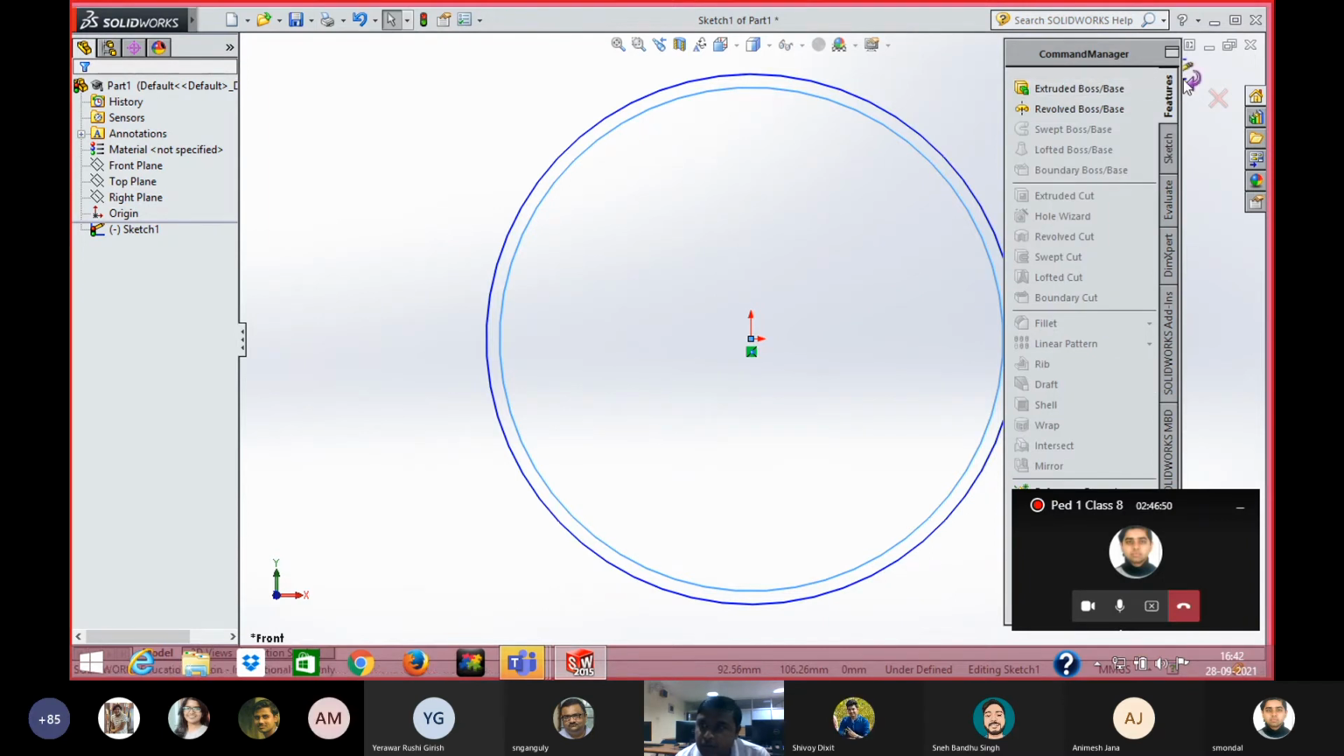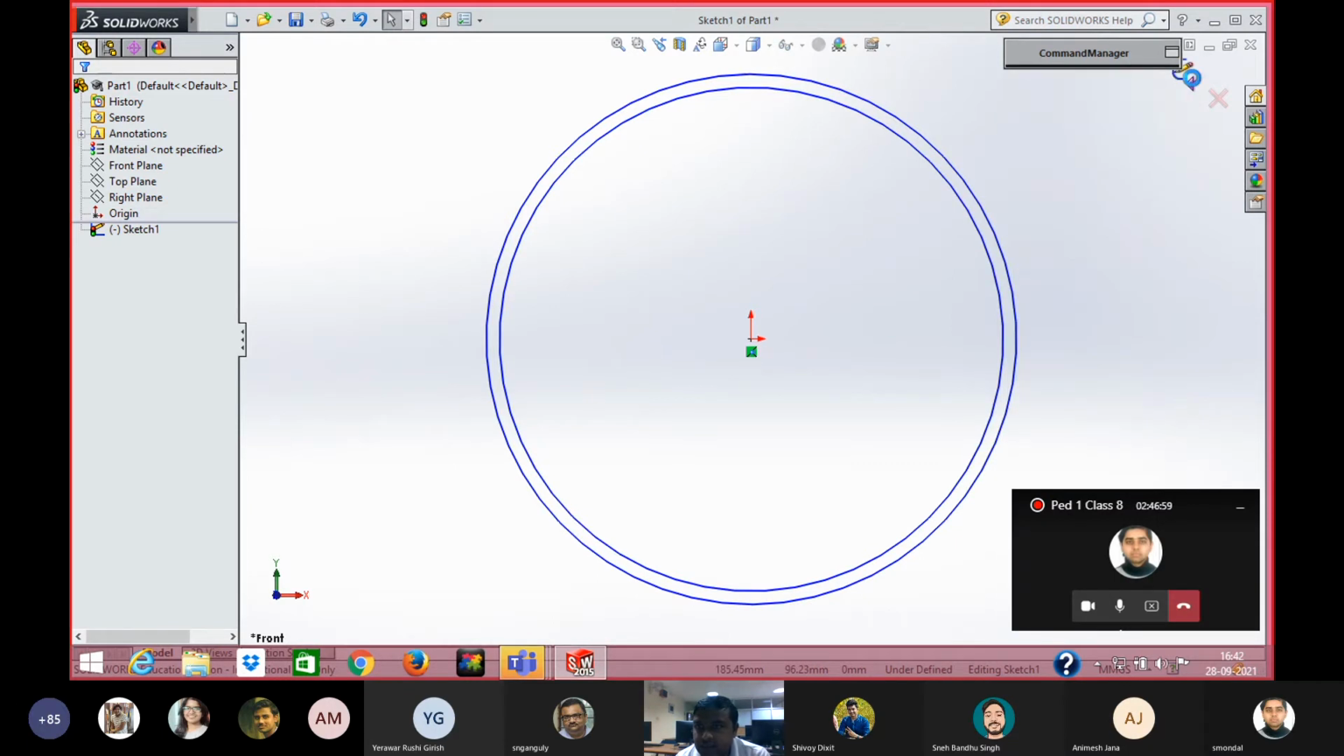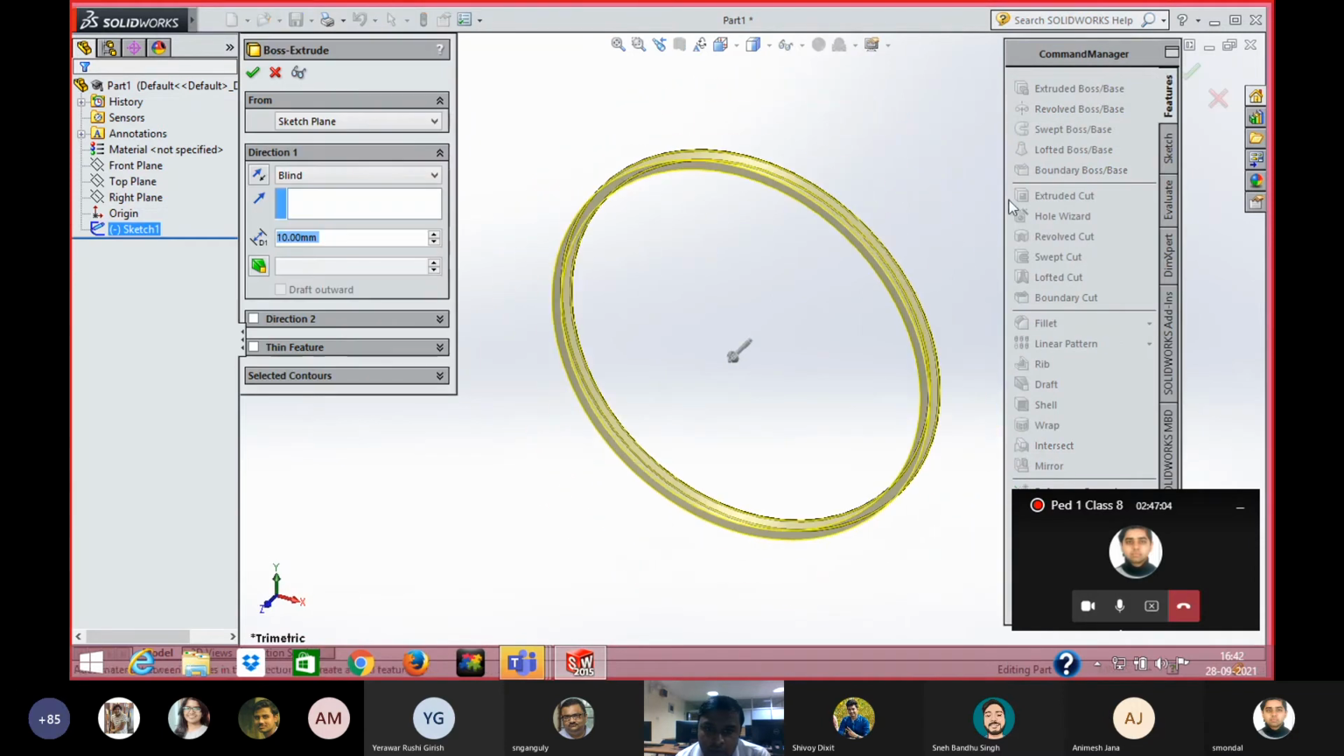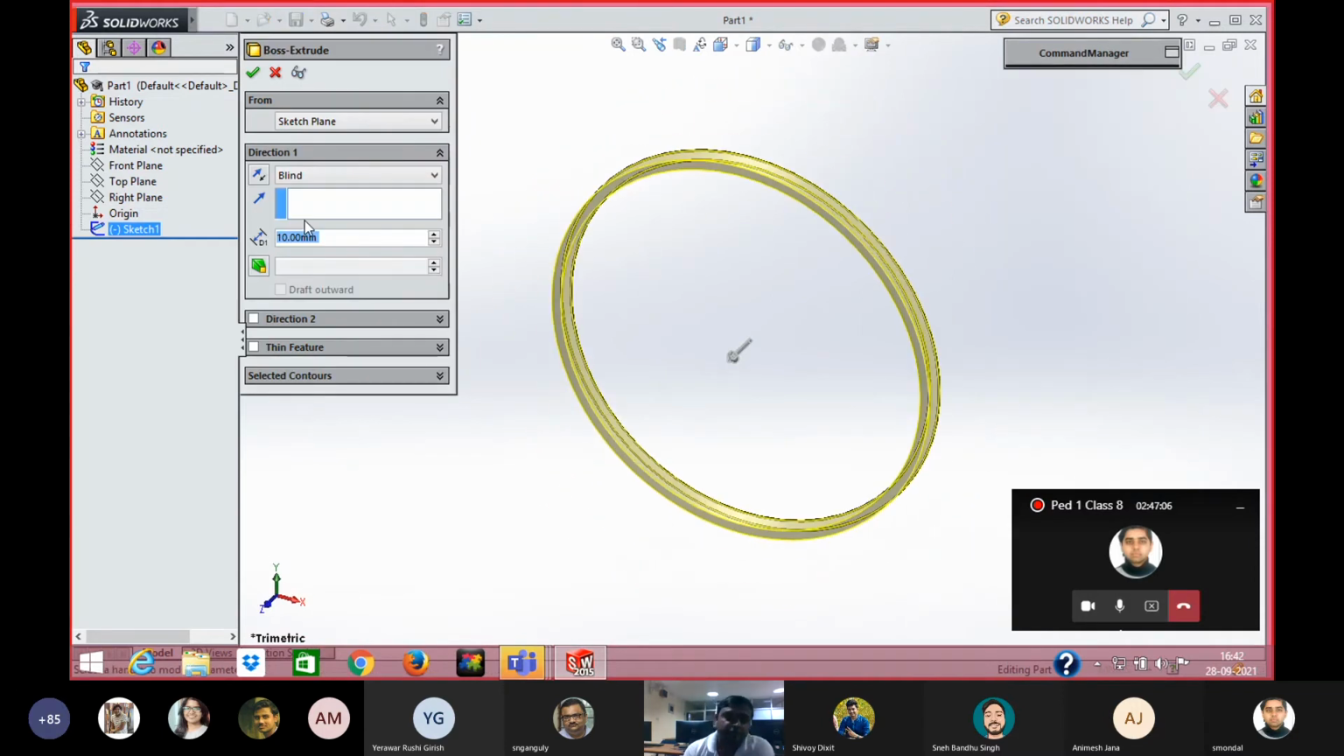Then you just leave the sketch, or you can also extrude directly, but I will leave the sketch and go to the extrude boss. Okay, now suppose the whole length of the shell is 1000 mm.